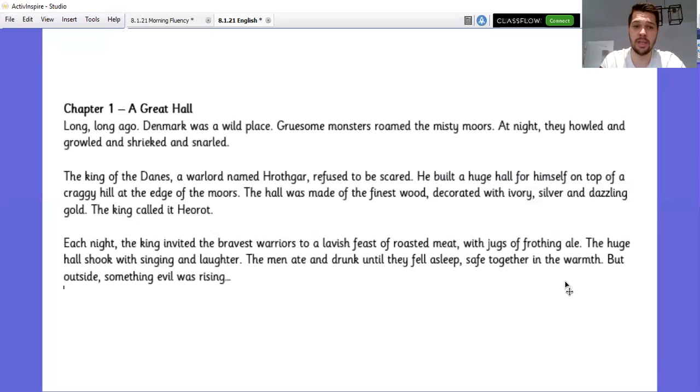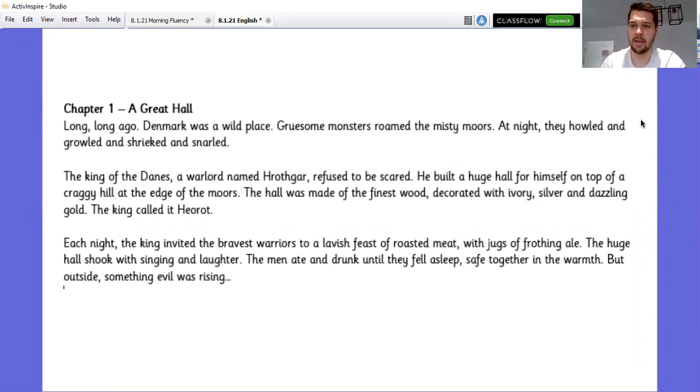The king called it Herot. Each night, the king invited the bravest warriors to a lavish feast of roasted meat with jugs of frothing ale. The huge hall shook with singing and laughter. The men ate and drank until they fell asleep, safe together in the warmth. But outside, something evil was rising.